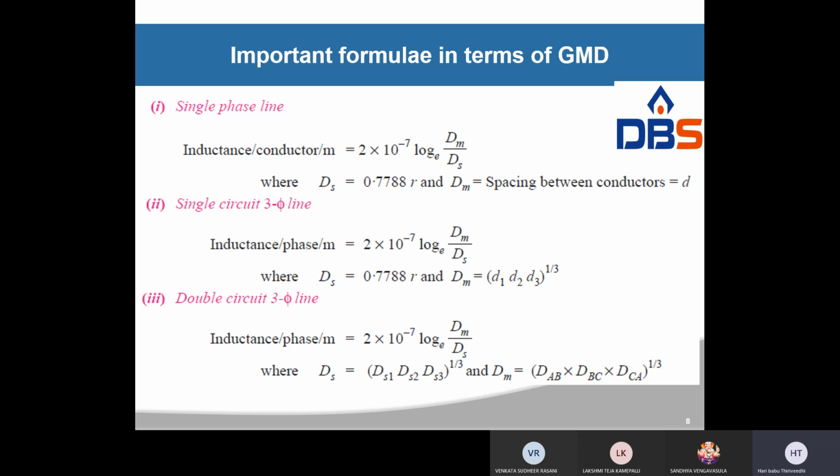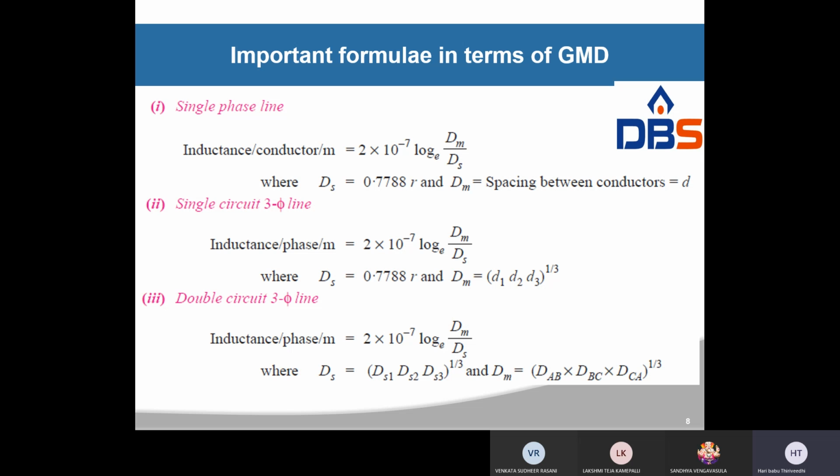Three phase line: 2 into 10 power minus 7 ln Dm by Ds. Dm is nothing but D1 D2 D3 whole power 1 by 3. If it is symmetrical, D cubed whole power 1 by 3, that is cube root, so Dm is equal to D for symmetrical. For asymmetrical, D1 D2 D3 whole power 1 by 3, right? And Ds is always r dash, that is 0.7788 r. So you have to remember these two formulas for solving the problems.